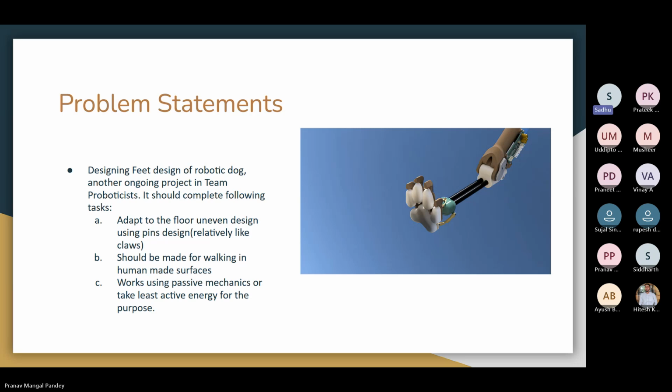Hello juniors, what can be the problems related to the design of the end of a leg which is rounded at the tip? Anyone who wants to answer this? What were the normal problems which you face? Yeah, Pratik, go on.